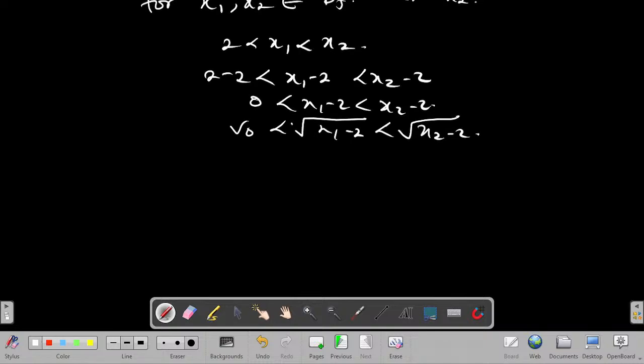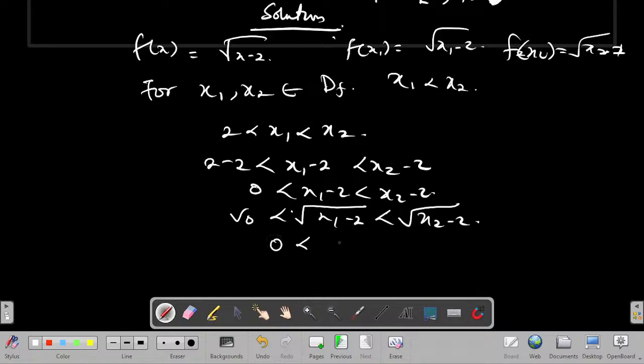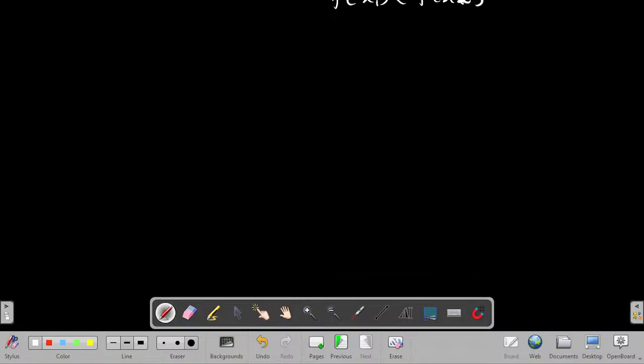Once you do this, you can clearly see that f of x1, if you put x1 in it, is given as the square root of x1 minus 2. f of x2 is given as the square root of x2 minus 2. Therefore, we can clearly say that 0 is less than our function of x1, which is less than our function of x2. And that is all. We have proved it. So the function of x1 is clearly less than the function of x2. And that is what we are talking about. Let's solve another problem.